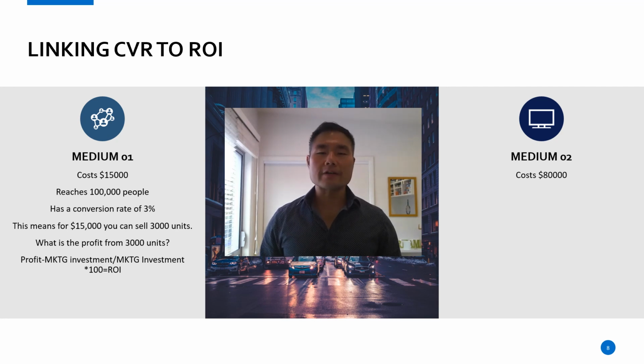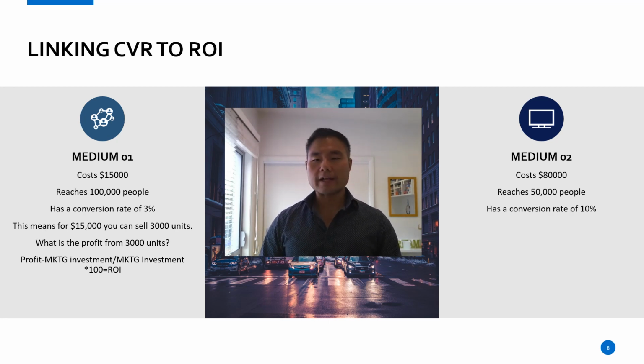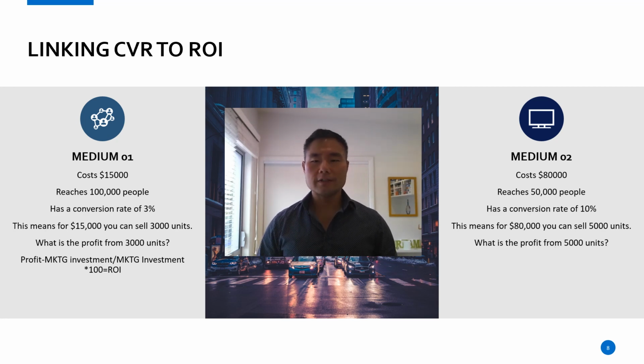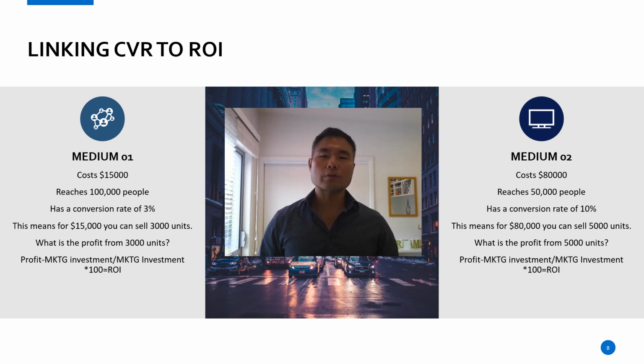If we compare that to medium number two, the icon there I have suggests it's broadcast TV. So let's say it's $80,000 to launch an ad on TV, and that reaches 50,000 people. But for some reason, that conversion rate is 10%, right? So you've done a really convincing, glamorous, creative TV ad, and it's got a huge conversion rate of 10%. So that means that for the $80,000 you spent on your TV campaign, you're selling 5,000 units, right? So once again, you know what the profit is from 5,000 units, and you can work out the return on investment for that medium.